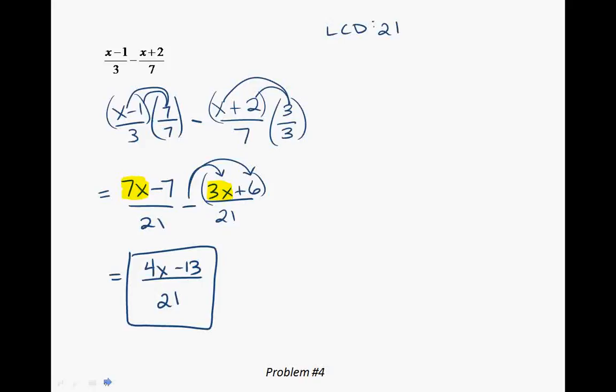Okay, you try this on your own. I have an addition problem for you. It's x plus 1 over 2 plus 2 minus x over 7. Press pause, take a few minutes, and try to answer this on your own, and then I'll give you the answer when you come back.